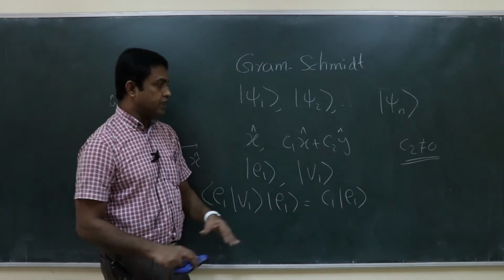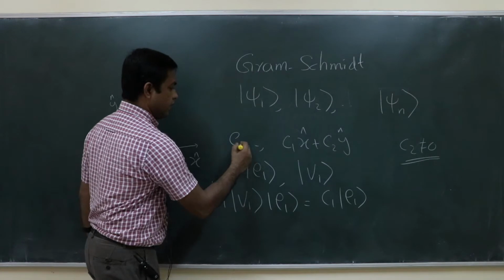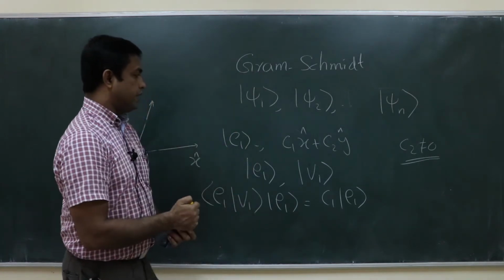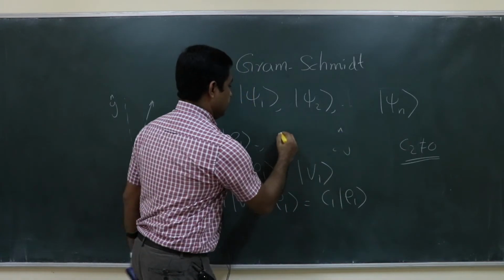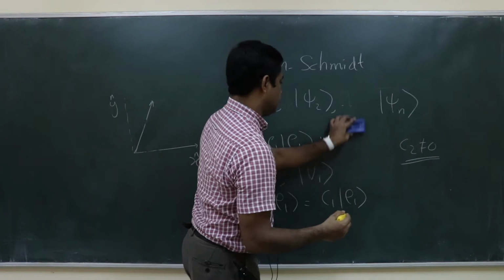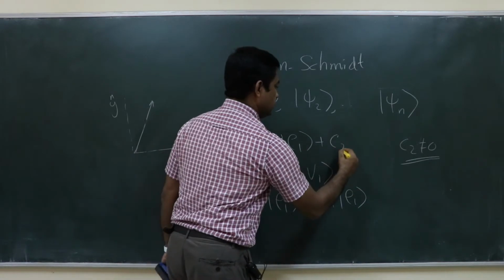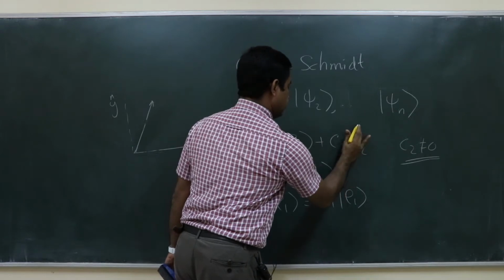So this notation now I am just going to change. Instead of x cap, I write E1, and this one I will write as C1 E1 plus C2 E2. No need for a cap.